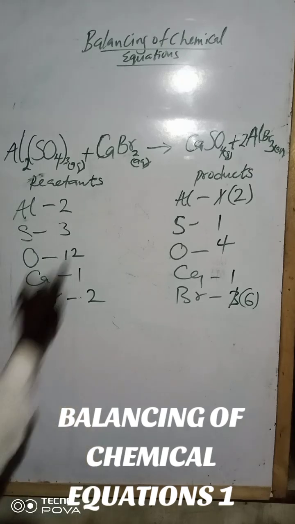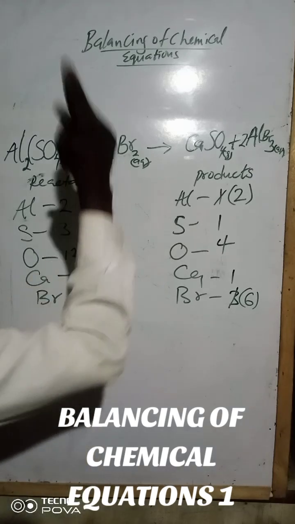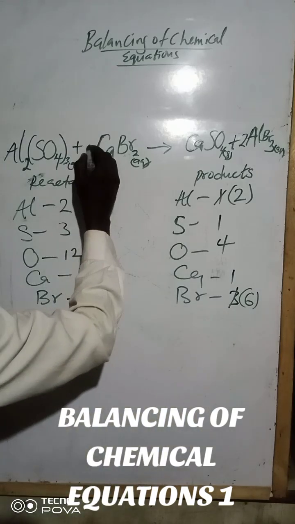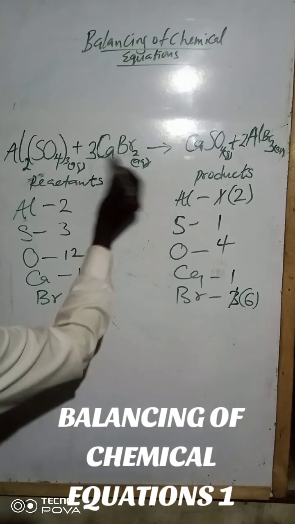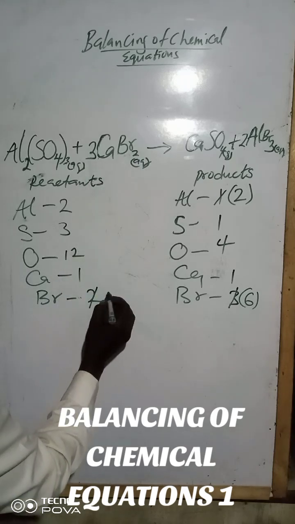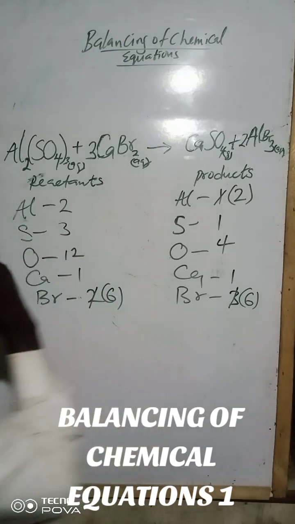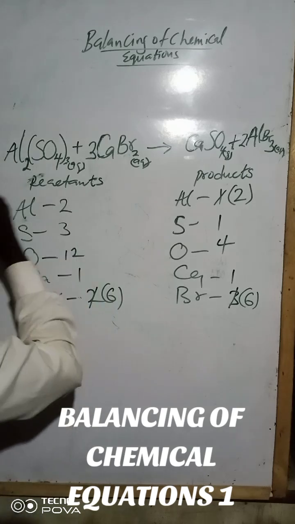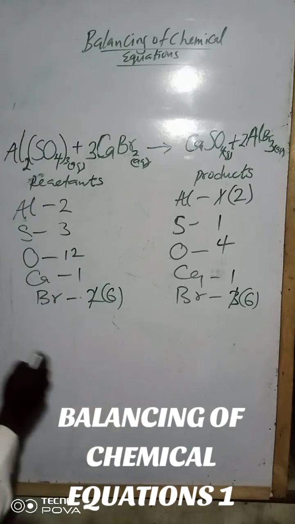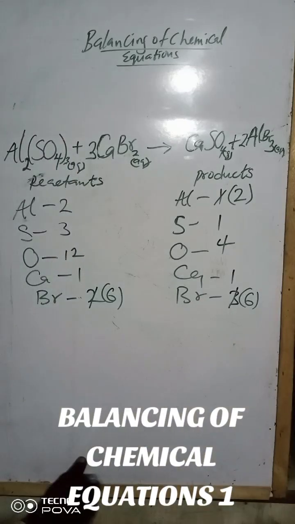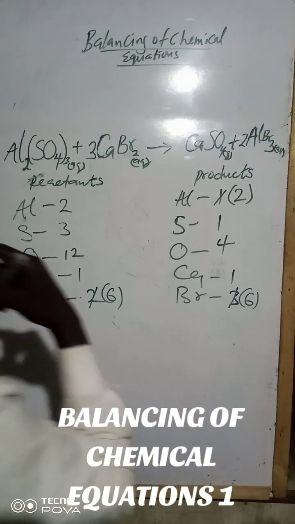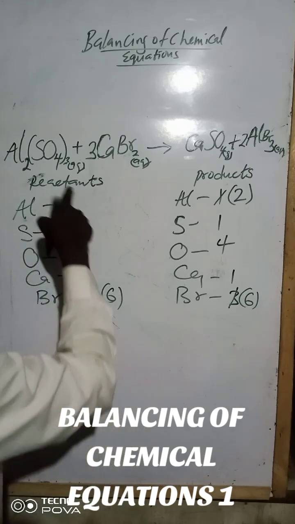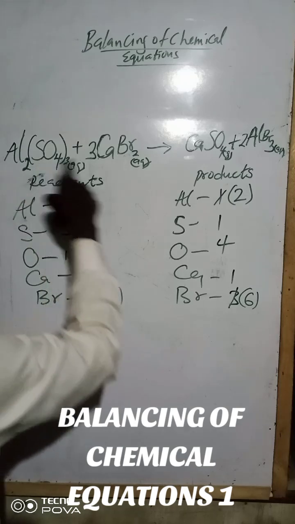Then when you look at the other side here, you're having just 2 instead of 6. So what I'm going to do now is add another 3 here. These 3 multiplied by these 2 will result in 6 atoms of bromine. So automatically the number of bromine atoms at the left hand side of the chemical reaction is now the same as at the product side. The next one is sulfur. How many sulfur do I have here? I'm having 3 here. And how many sulfur do I have here?